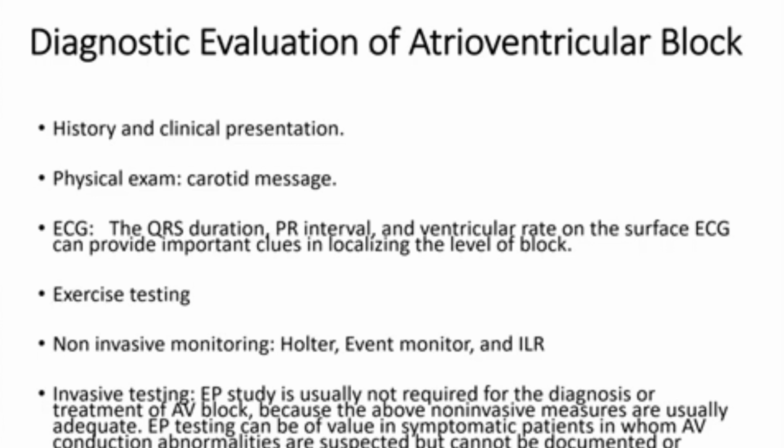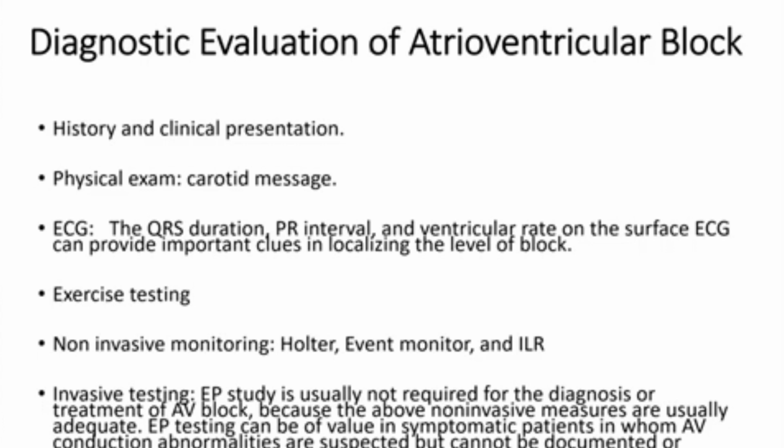With His-Purkinje disease, if you slow the sinus, you slow the AV node, your conduction will improve. If you increase the sinus rate, that means more beats hitting your His-Purkinje system, that means worsening of your AV block.